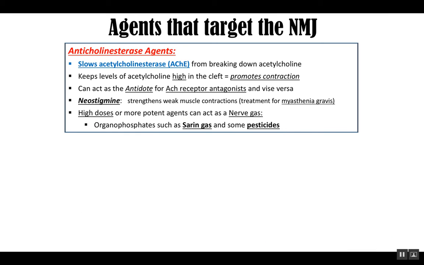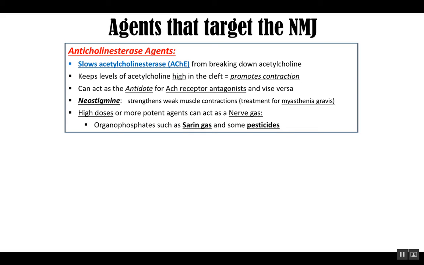There's another category of agents called anticholinesterase agents. So these block the acetylcholinesterase. Remember that acetylcholinesterase is an enzyme that removes acetylcholine. Well, these agents block that enzyme, anti. So acetylcholine is prevented from breaking down. So it prevents the removal of acetylcholine.